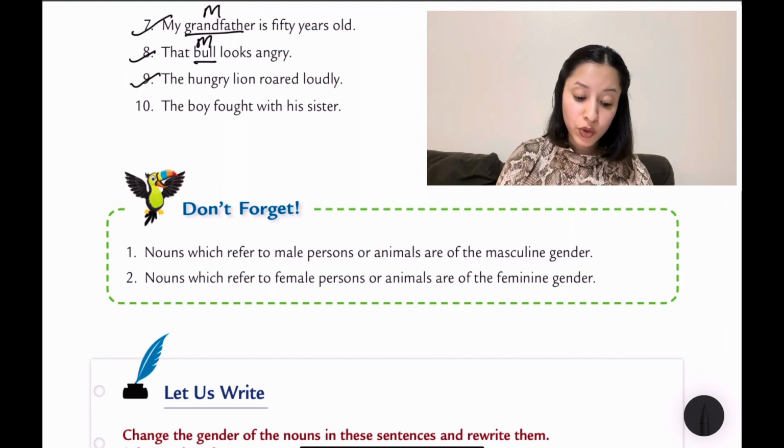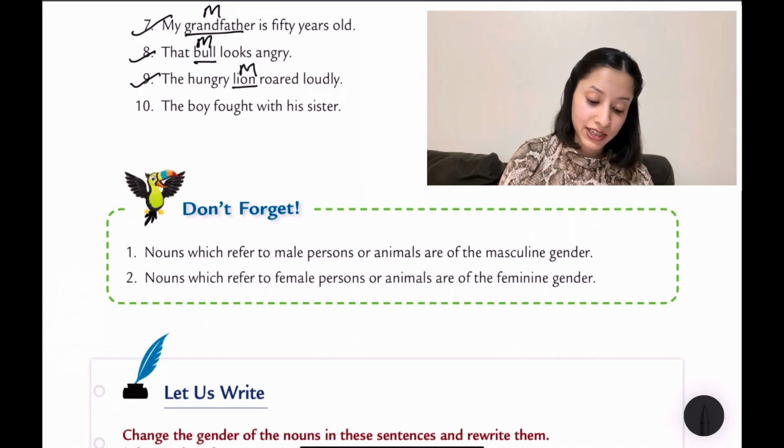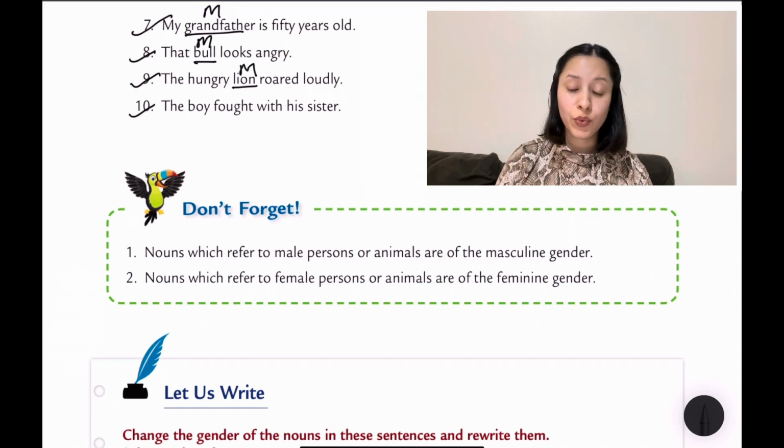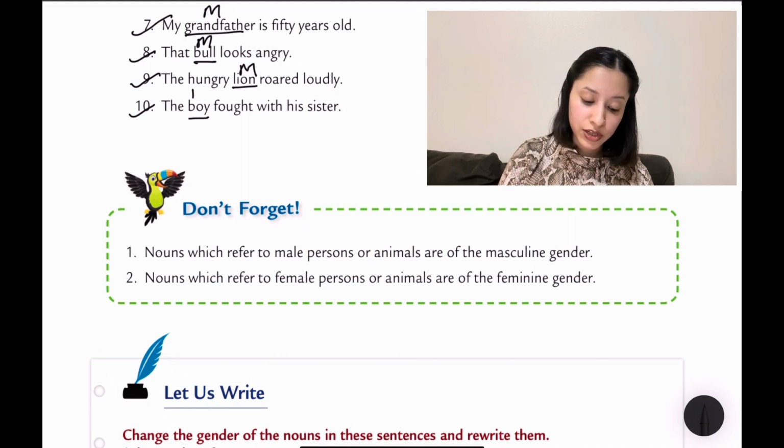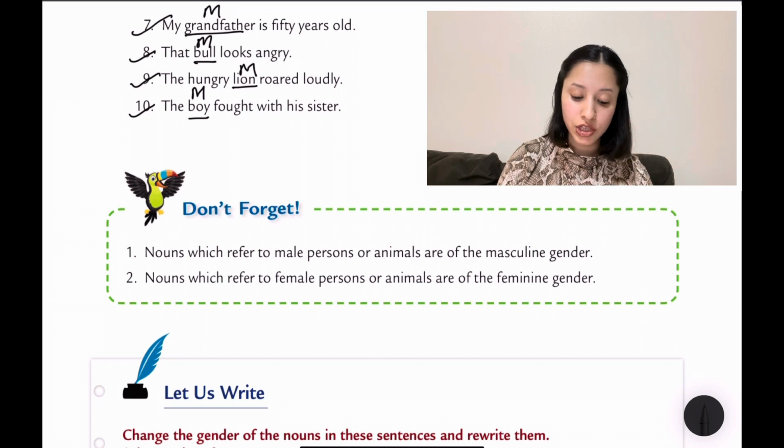Now see the ninth one. The hungry lion roared loudly. Now lion is the noun in this sentence. Masculine or feminine? Masculine. So you will write M. Now see the 10th one. The boy fought with his sister. Now the noun in the sentence is boy. Okay. And masculine or feminine? Masculine. So we will write M on top.